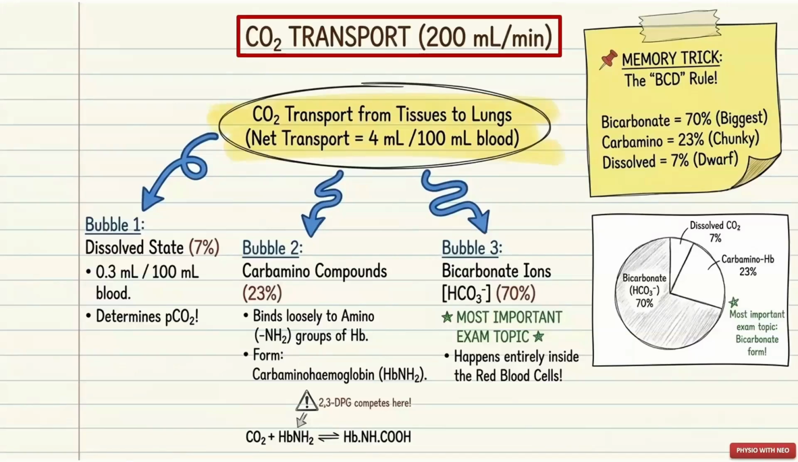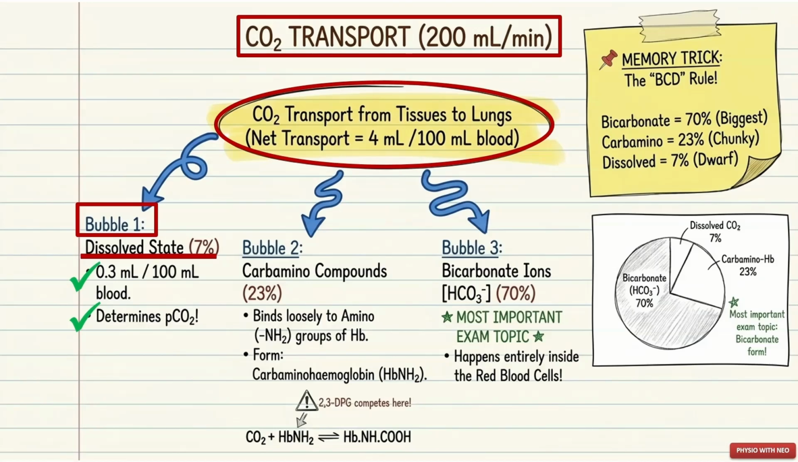This single flowchart summarizes the entire chapter. Carbon dioxide, produced by the tissue, is transported to the lungs mainly in three forms. First form is dissolved form, 7%. In this, 0.3 ml per 100 ml blood of carbon dioxide is transported, and it determines the PCO2. Second is carbamino compound, about 23%. Here carbon dioxide bonds loosely with the amino group of hemoglobin and forms carbamino hemoglobin.